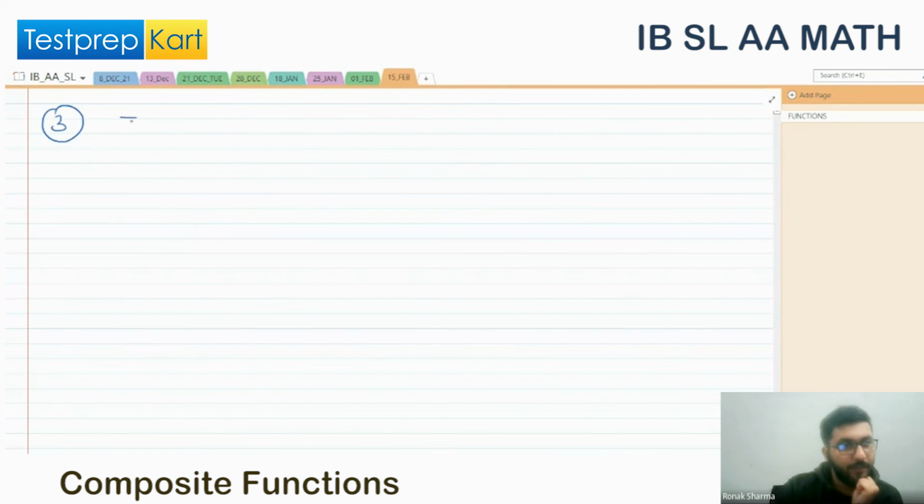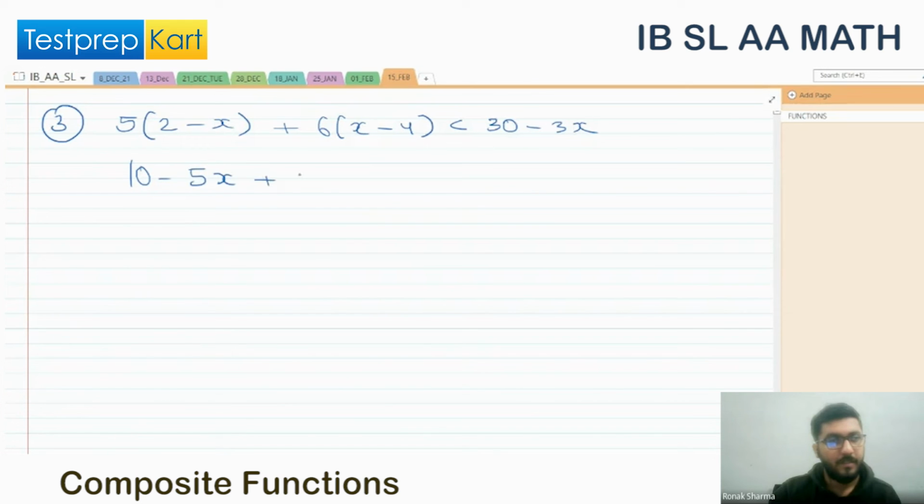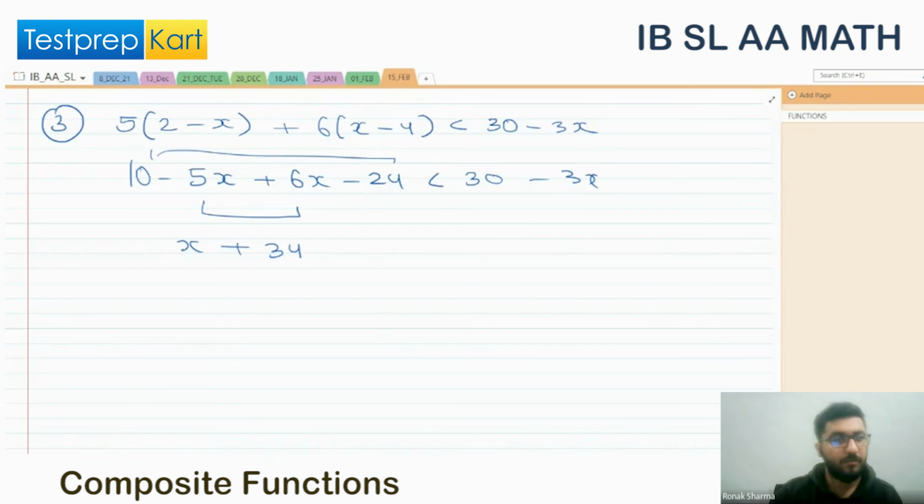So let's say I give you 5 times (2 minus x) plus 6 times (x minus 4) less than 30 minus 3x. X is less than 11. 10 minus 5x plus 6x minus 24 less than 30 minus 3x. So I guess this will become x, 10 plus 24 is 34. No, 14 minus 14.